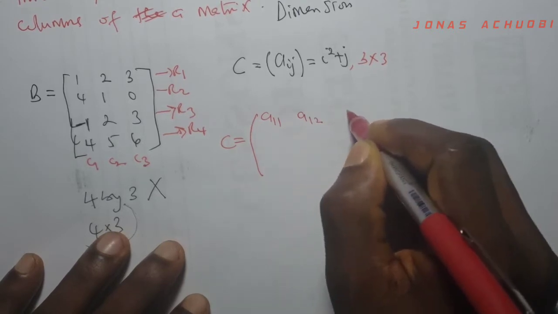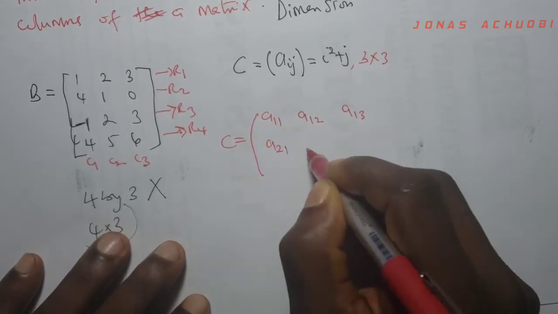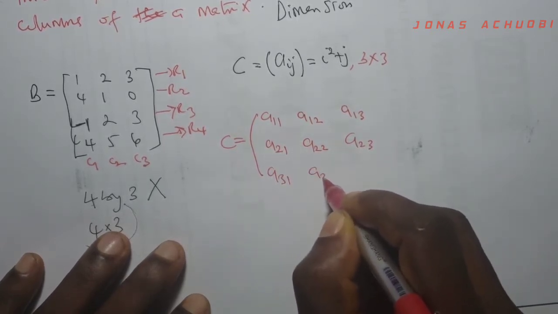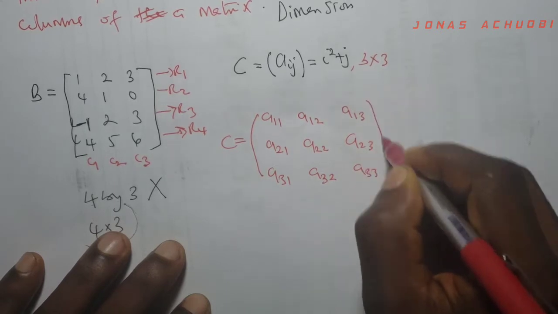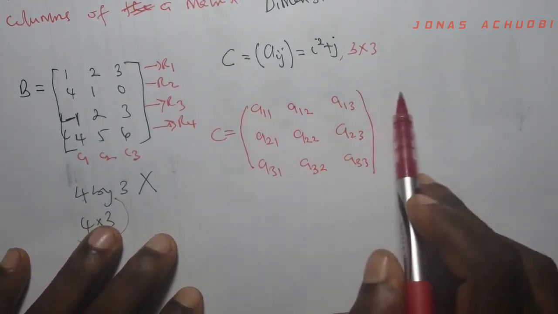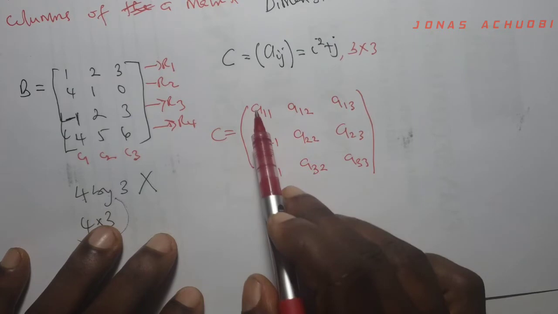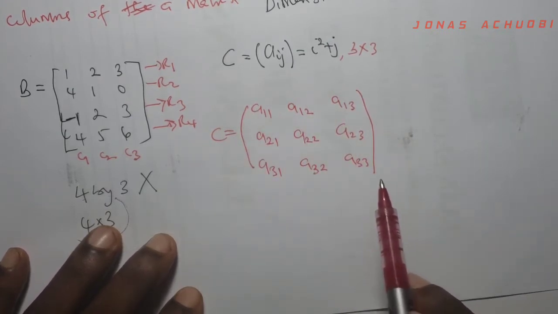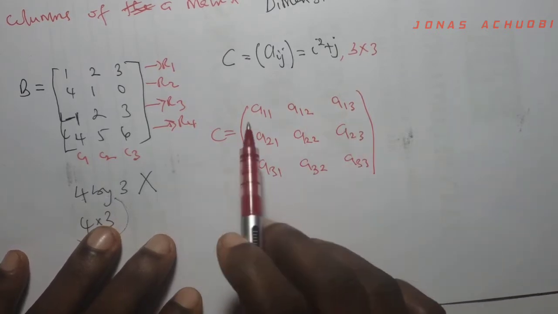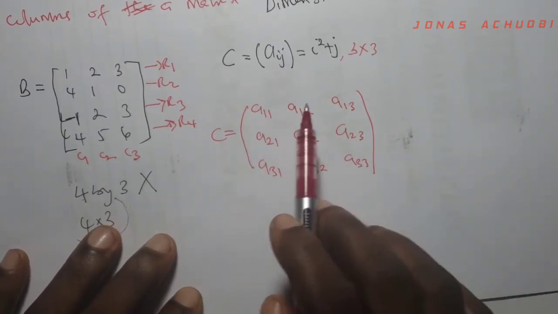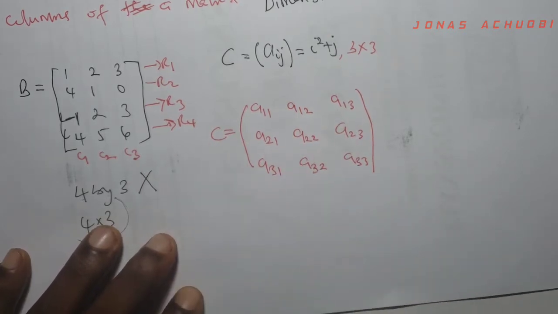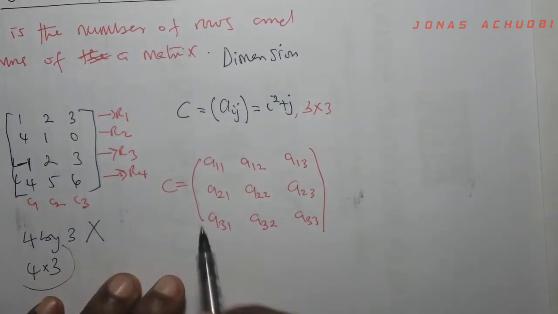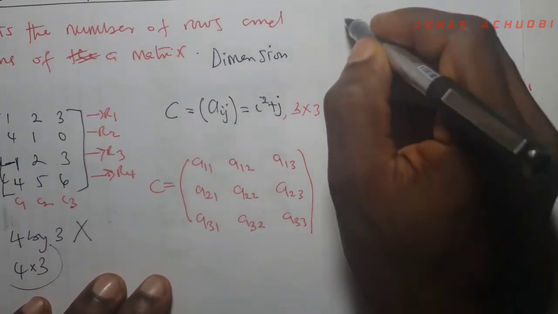A11, A12, A13, A21, A22, A23, A31, A32, A33. Why is this order 3? Let us see. Because it has 1, 2, 3 rows and 1, 2, 3 columns. So this is a matrix of order 3 by 3 or of dimension 3 by 3. So we can now check out what each of these entries of matrix C will be by the formula I squared plus J.